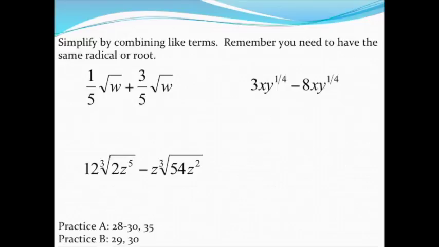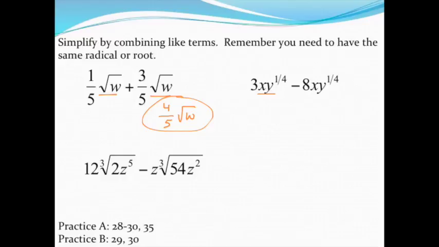So again, our first 2 examples will be fairly easy when they give us the same pieces. Both of these have the square root of w, so in that case I can add the coefficients. 1/5 plus 3/5 is 4/5 as my new coefficient. The like term piece, the radical at the end, will remain the same. So my simplified answer for this first example is just 4/5 times the square root of w.